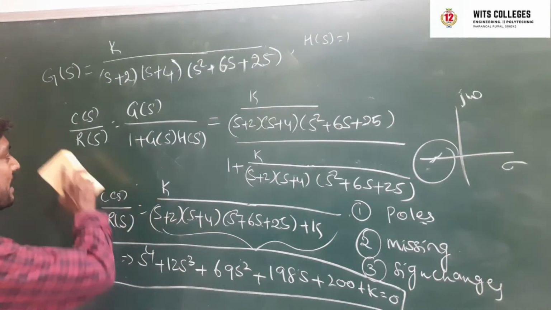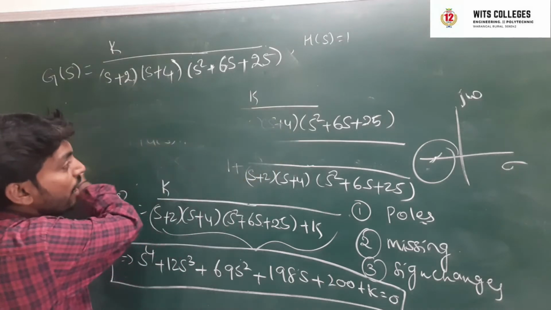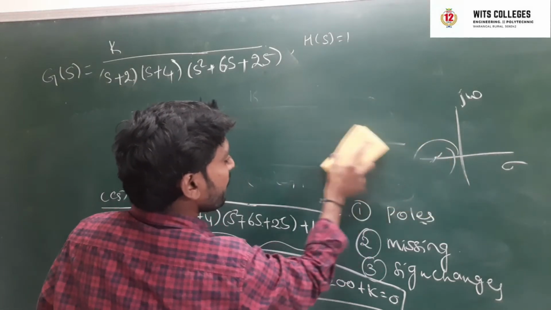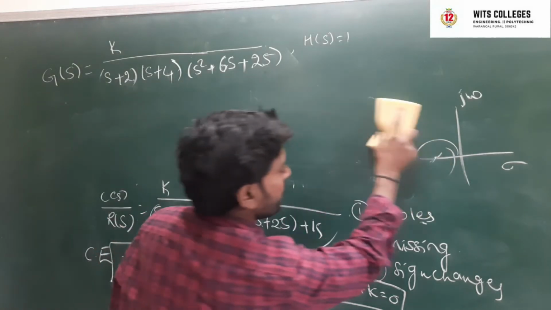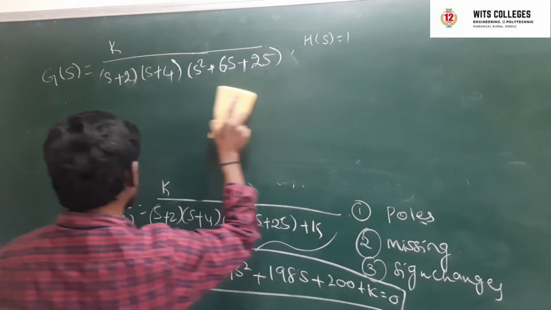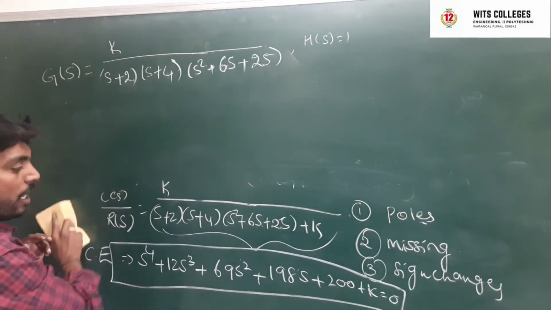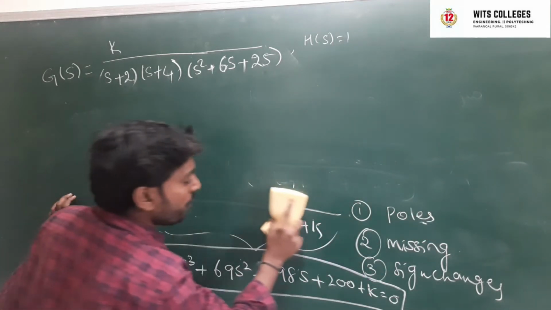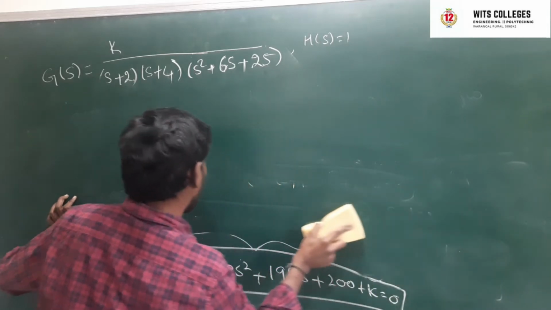By using RH criteria, we define what type of stable system it is: marginally stable, absolutely stable or limitedly stable. And also we find the value of K by using RH criteria.